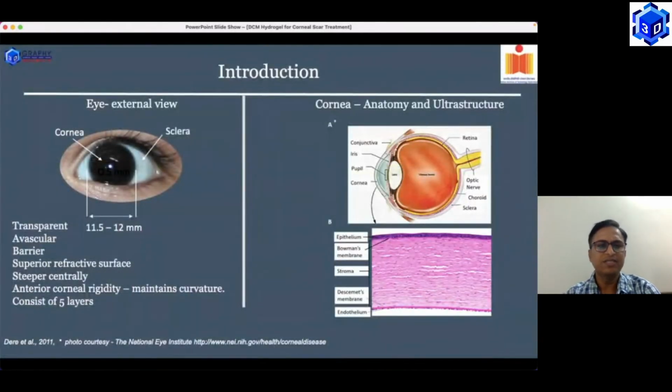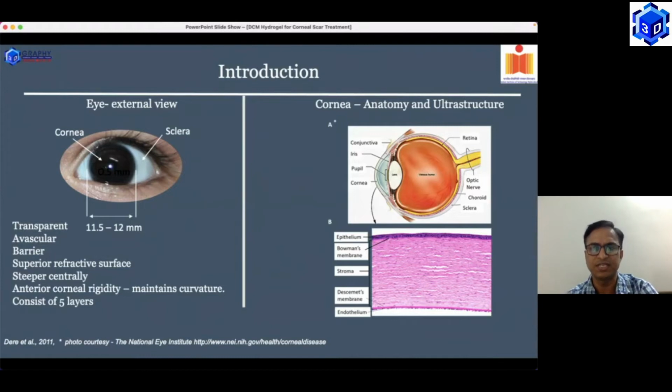As you see, the cornea is the outermost layer of our eye, that is the black part. In certain cases it can be some other color also, but it is a transparent tissue, almost 11 to 12 millimeters in diameter. The important thing is it is an avascular tissue, and it acts as a barrier and protects the inner structures of the eye. It has a superior refractive surface, so it focuses the light onto the retina, which is how we are able to see. But the important thing is that it is a transparent and avascular tissue.